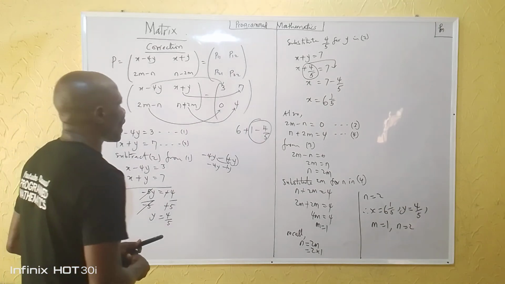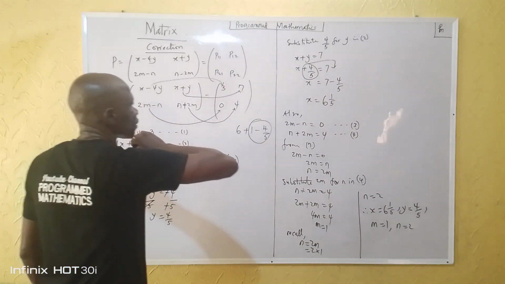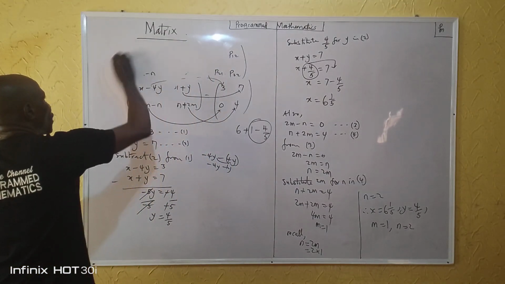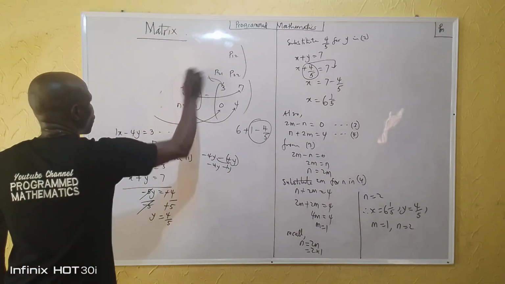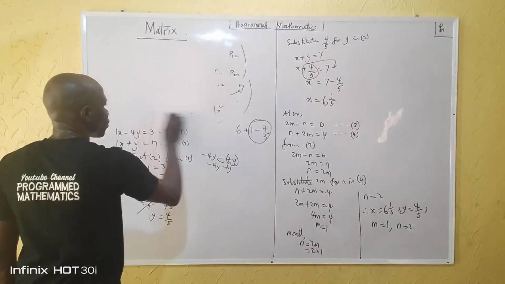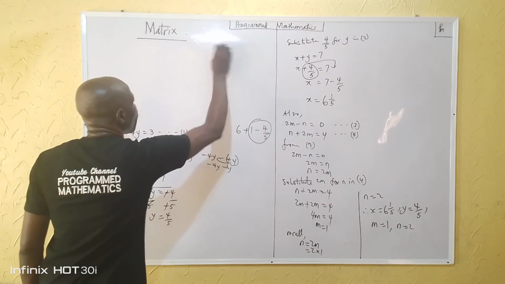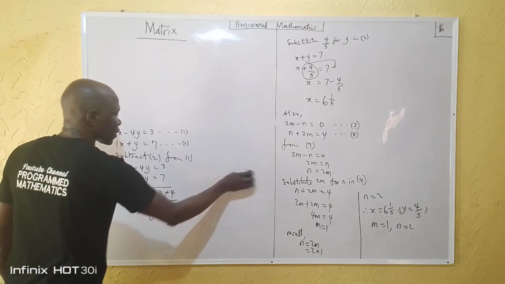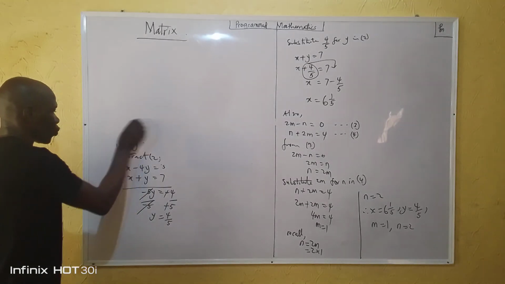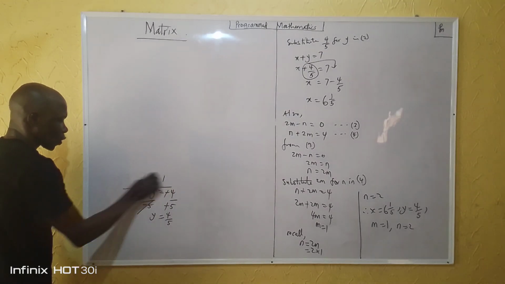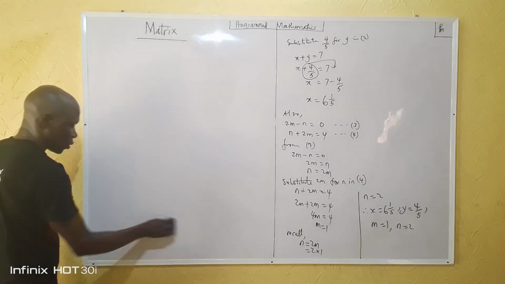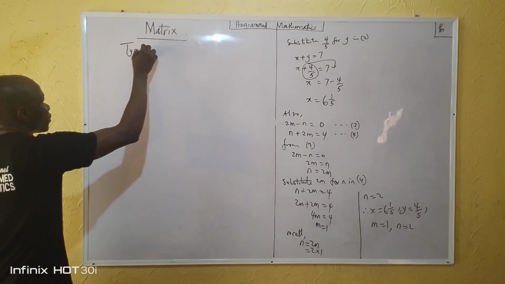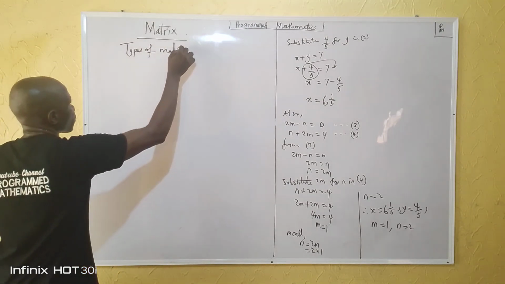So let's look at the different matrices we have. We are going to take the matrices one after the other. So when we discuss a particular topic where we need that, we use it and then look at the type of matrix that can be involved there. So what are the different types of matrices we have? Number one, we have what is called the square matrix. Types of matrices.